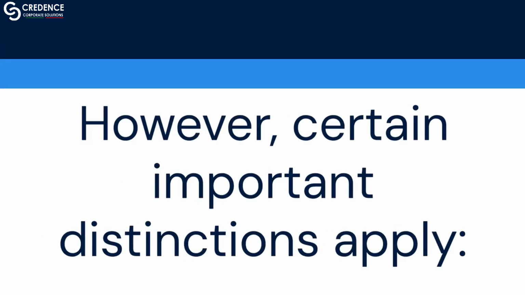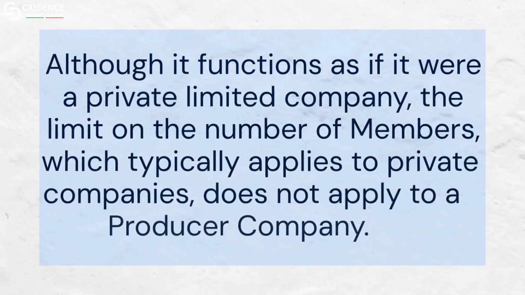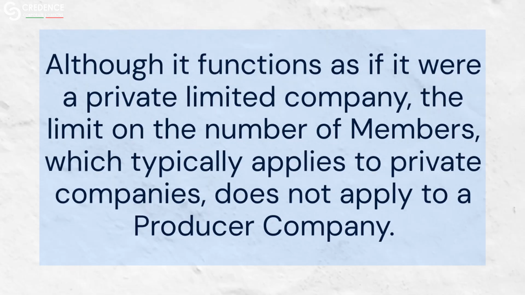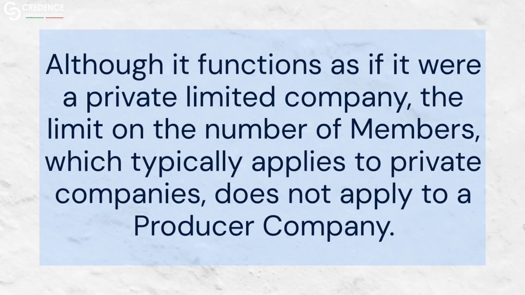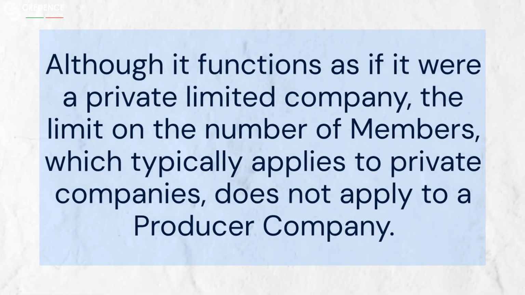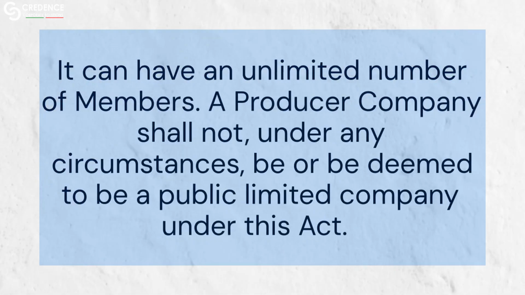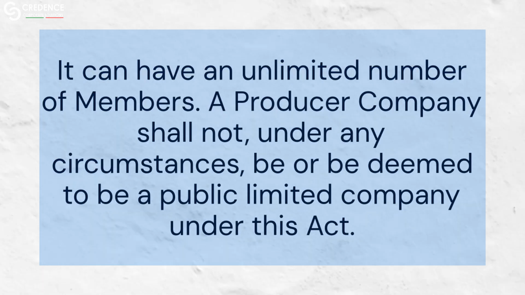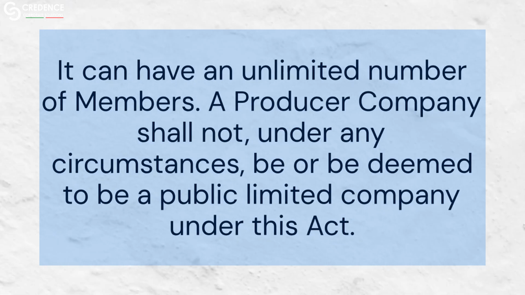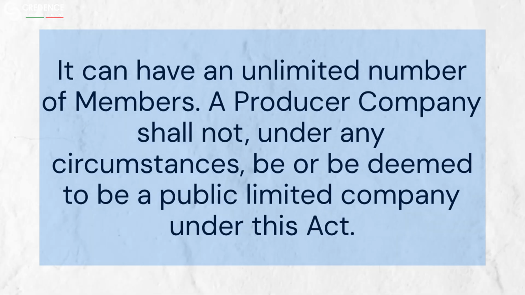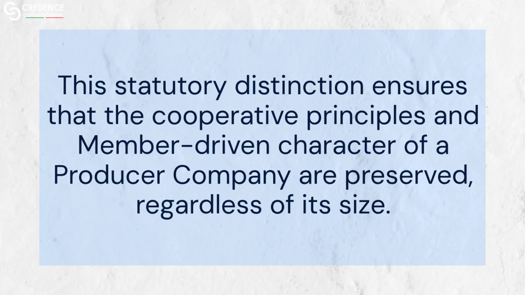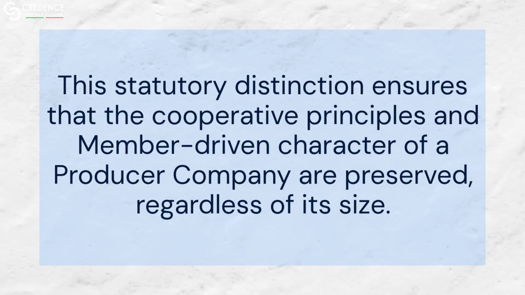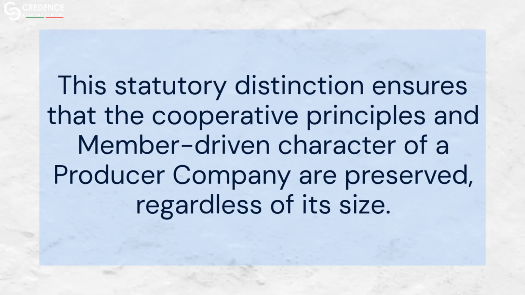However, certain important distinctions apply. Although it functions as if it were a private limited company, the limit on the number of members, which typically applies to private companies, does not apply to a producer company. It can have an unlimited number of members. A producer company shall not, under any circumstances, be deemed to be a public limited company under this Act. This statutory distinction ensures that the cooperative principles and member-driven character of a producer company are preserved, regardless of its size.